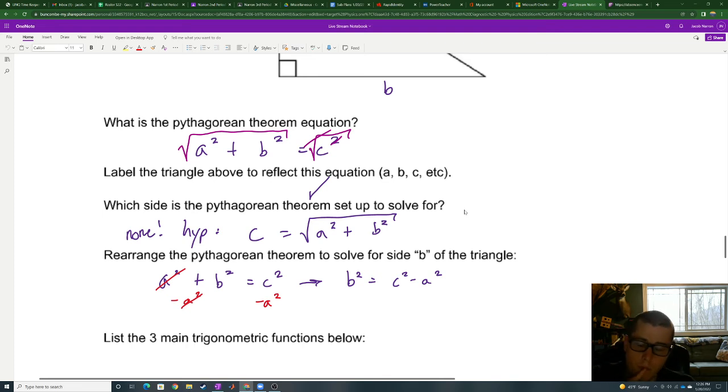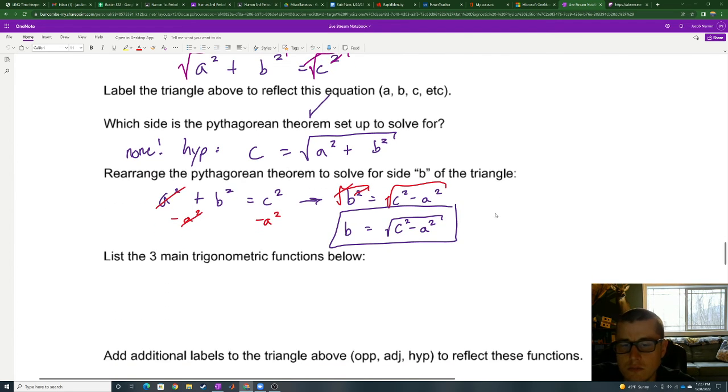But we're not done. Remember, if I were to stop right here, that's not giving me the length of side b. No. That's giving me b squared. So all that's left to do is square root both sides. Remember, whatever you do to one side, you have to do to both sides. That'll cancel the square, and that'll fix it. So technically then what we have is b is equal to c squared minus a squared, square rooted. Ooh, that was a really ugly square root. Hold on, I'm going to rewrite that. There we go. And that'll come through in a moment.